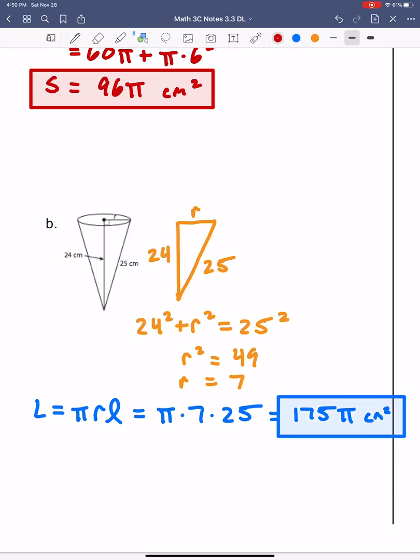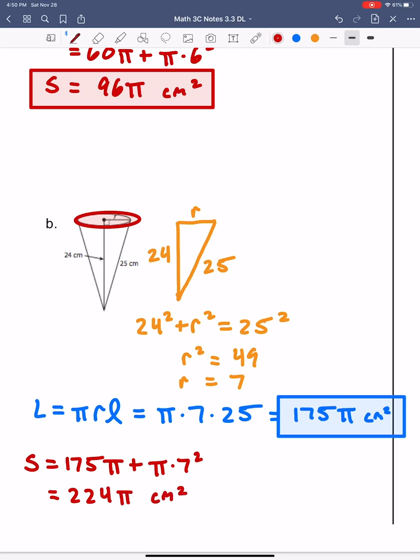Now to find the surface area, I need to add on the area of that circle there. And so we're going to get S equals 175 pi plus pi r squared, and we know that r is 7. So that's going to be 175 pi plus 49 pi, which gives me 224 pi. And that's centimeters squared.